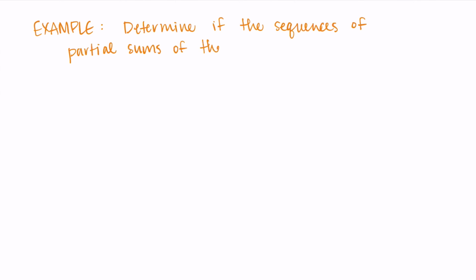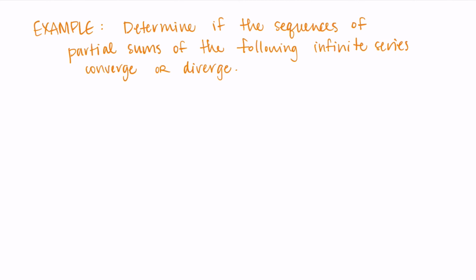Alright, so for some examples, let's determine if the sequences of partial sums of the following infinite series converge or diverge. And I'm going to look at series that look familiar to some sequences we've already considered. So let's look at the sum of n equals 1 to infinity of 1 over n. This is the harmonic series.